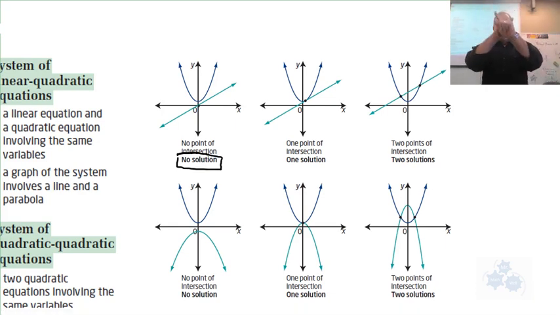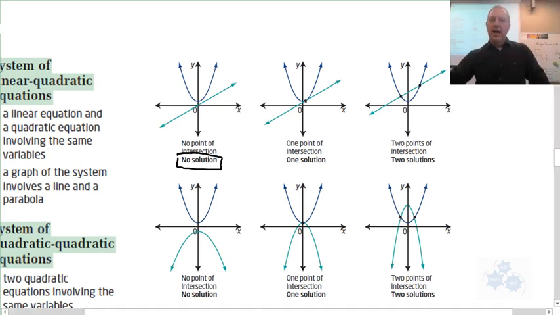Now, when two lines intersect, that intersection point is important. They both have the same x and y values. So if you're trying to solve a system of equations, you're trying to find a point or points that are common to both graphs. Very important. This system has one solution because there's one intersection point. This system right here has two solutions. And this is the max number of solutions that you can have for this type.